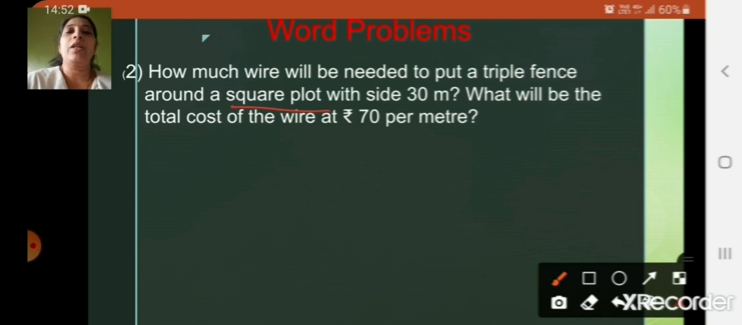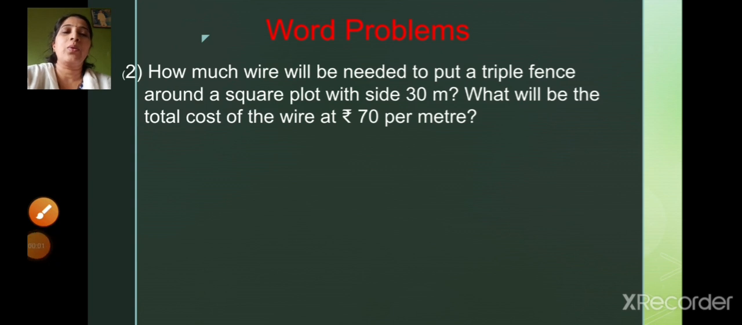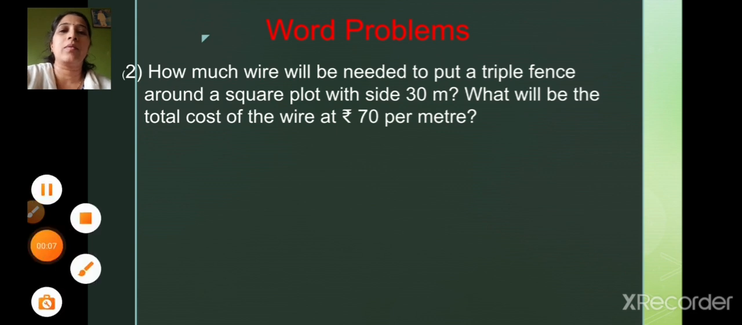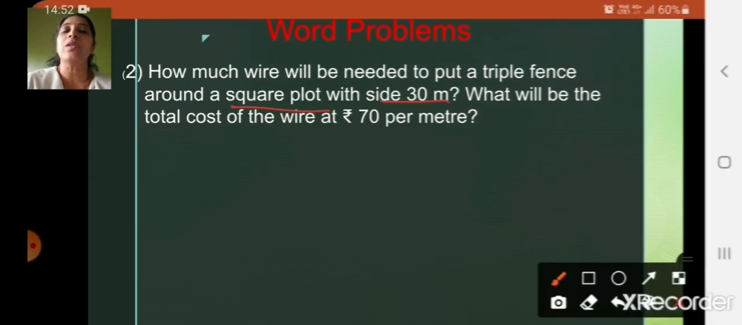Right? So perimeter of a square is equal to 4 into length of one side. So side is given as 30 meter, right? So 4 into 30 will be 120 meter. So the perimeter of the square plot is 120 meter. Okay, so this is one part.